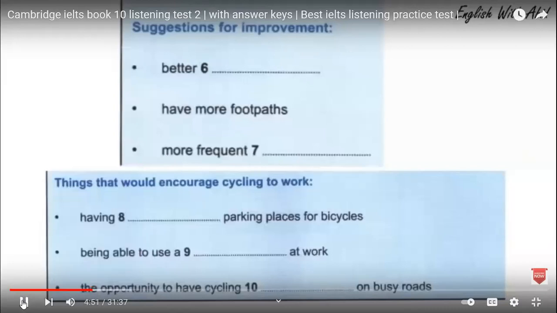Yes, good point. And of course, I think it's a real shame they've been cutting down on the number of footpaths. They should have more of those. Then people would walk more. Yes, right. And I don't think there are enough trains.